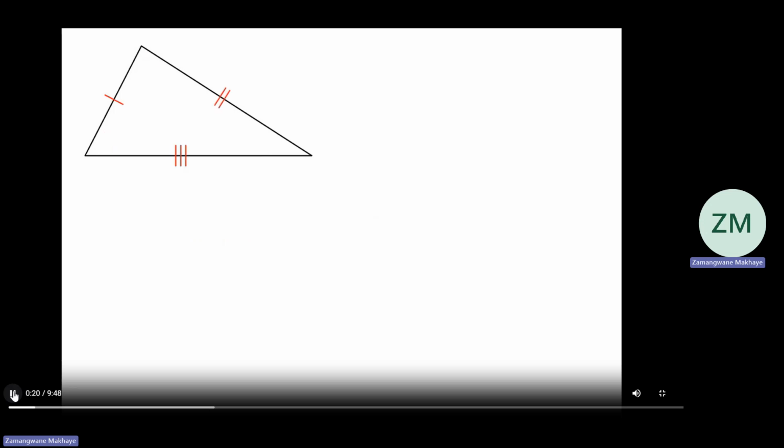If a triangle has no equal sides, we call it a scalene triangle. Please note, the angles are also all different in a scalene triangle.